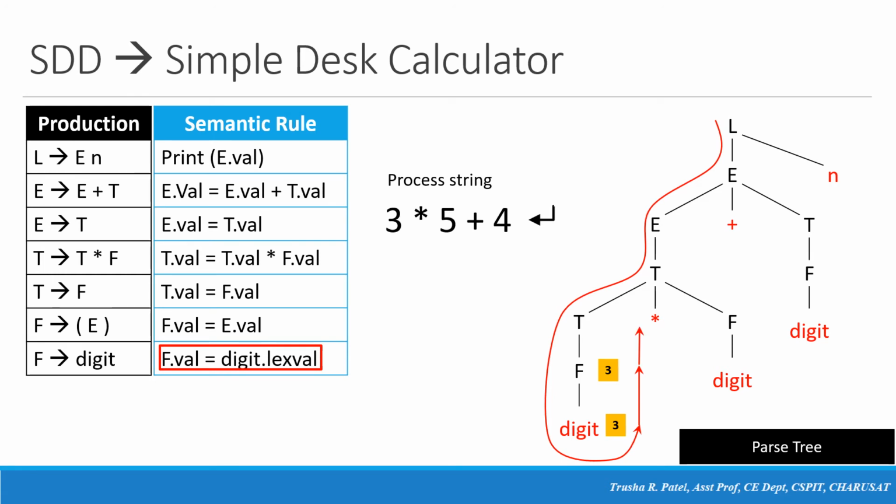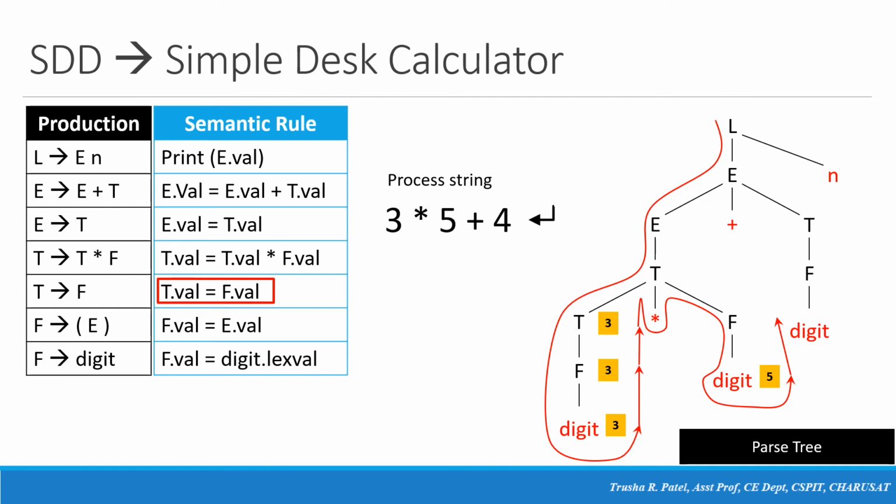Now again we are traversing from F to T, which is again a reduction step. So the T gives F production has a rule that is T dot value is equals to F dot value. So the value of F will be assigned to the value of T. Now again we'll be traversing from T to multiplication to F and F to digit, which is a derivation step. We'll be assigning value to digit, that is 5.